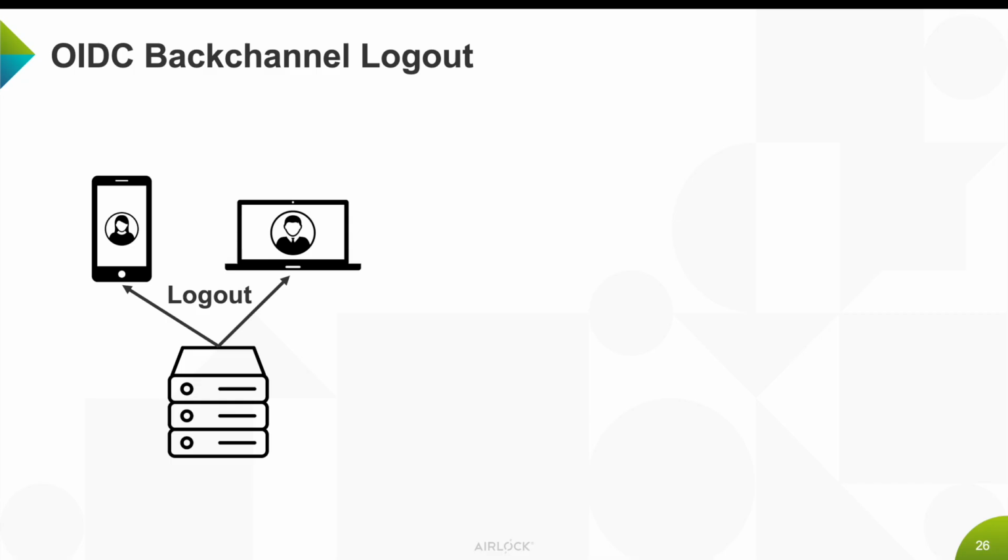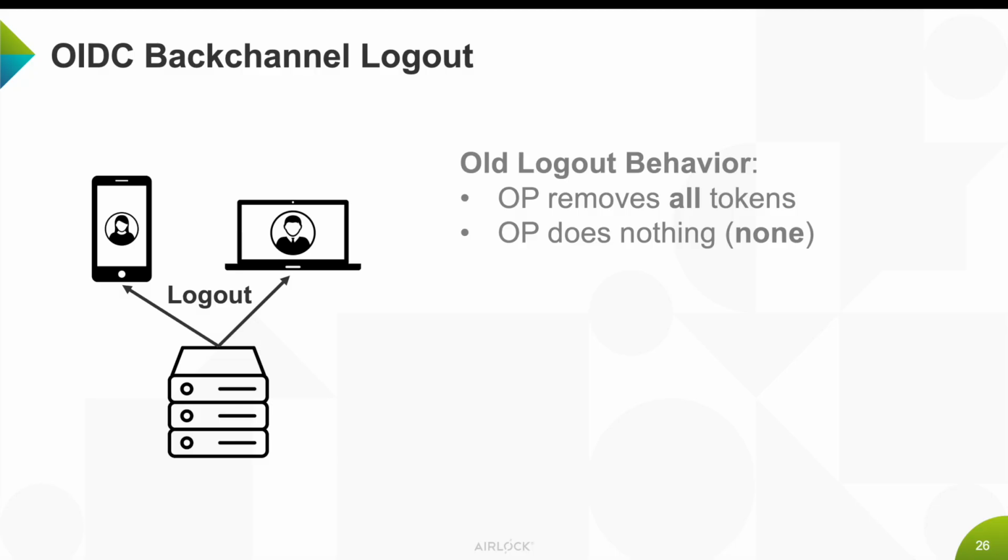Backchannel logout is the feature where the OpenID provider or the authorization server notifies clients that the user requested a logout. In the past, we had two behaviors. One was called all and the other one was called none. All just removed all the tokens, and you had to find out as a client about the token being removed by checking the revocation status of the token. With none, the OP didn't do anything at all, so there was no way the client could find out that the user requested a logout.